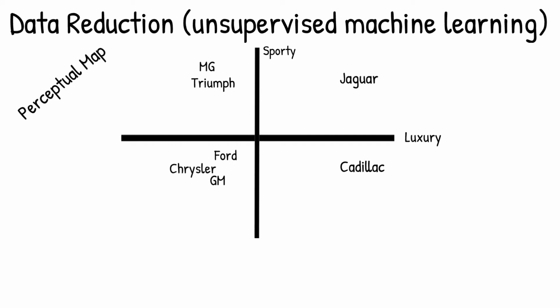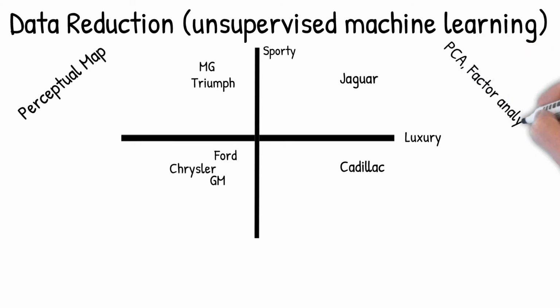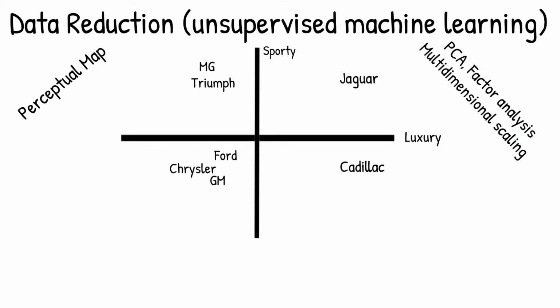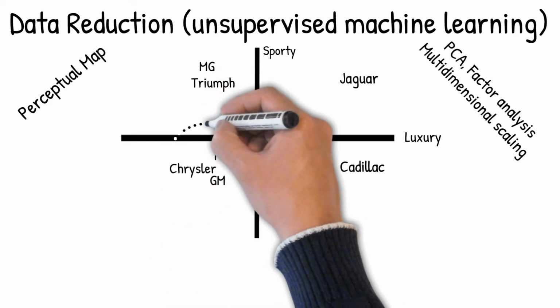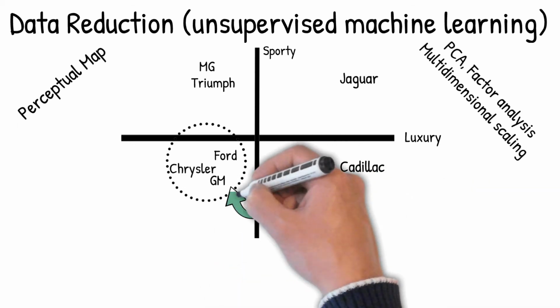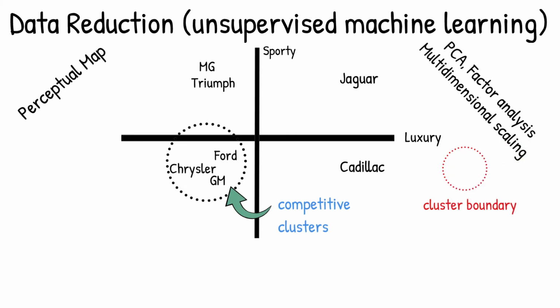So if I'm going to train a robot to perceive the world the way humans do, often we'll use principal components analysis, PCA, factor analysis, or multidimensional scaling to train the robot. Why? Because humans use data reduction. Therefore, the machine should mimic human minds. In this case, it's called a positioning study. We notice that Ford, Chrysler, and GM are a competitive cluster. We can use cluster analysis to identify which brands are closer to each other than to any other brands.